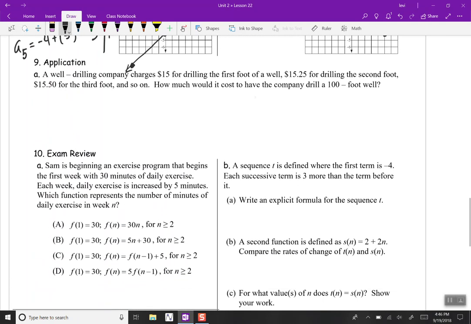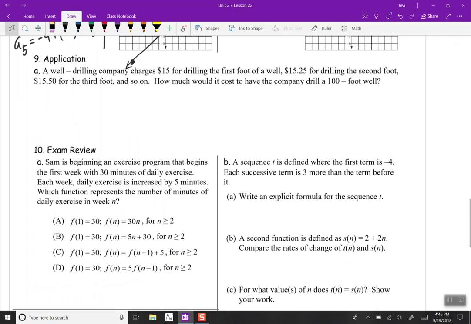Application here. A well drilling company charges $15 for drilling the first foot of a well, $15.25 for drilling the second foot, $15.50 for the third foot, and so on. How much would it cost to have the company drill a 100-foot well?